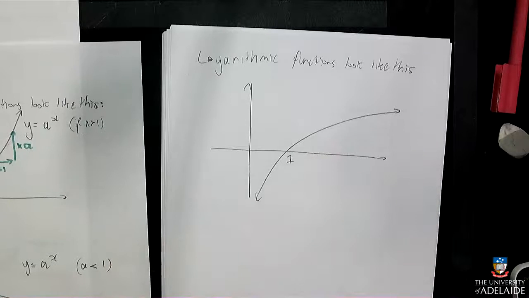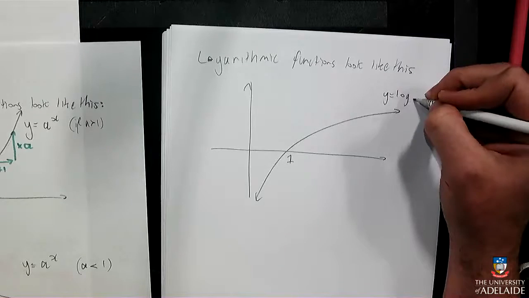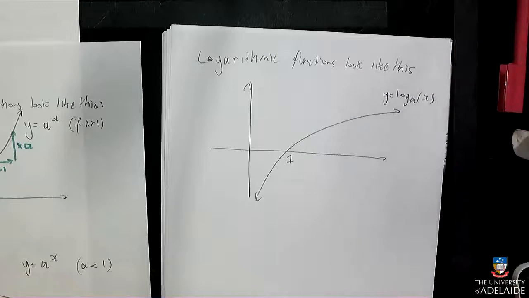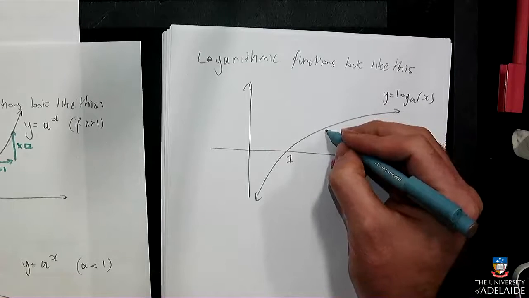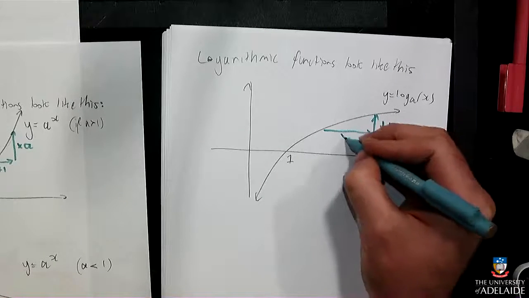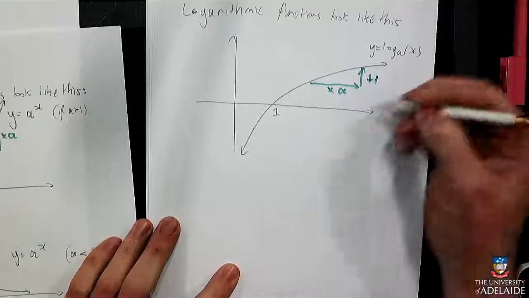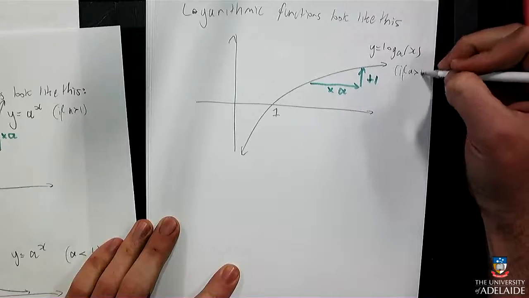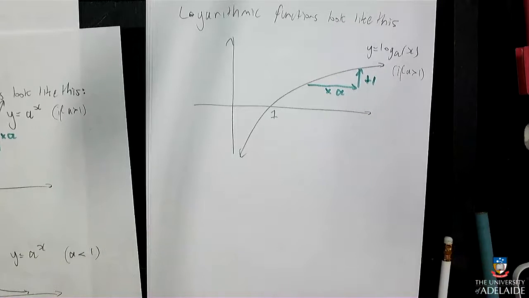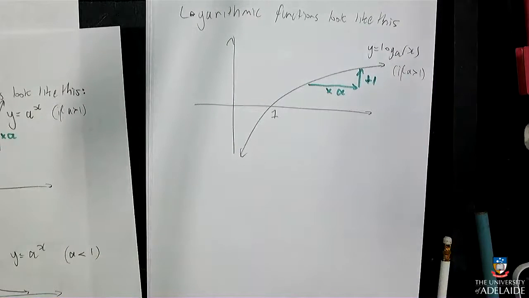That's 1 there. And this is y equals log a x. And this time, in order to go up by 1, you're going to have to multiply by a. Technically this is the one for a greater than 1. It is extremely rare to see someone write a logarithm with a number less than 1 in this position here, but not impossible.